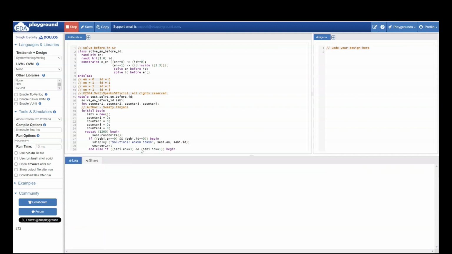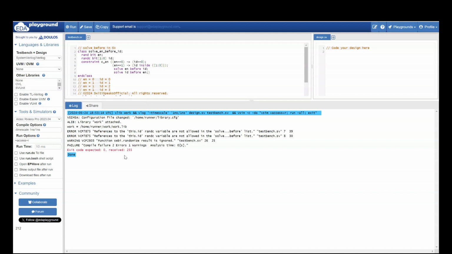I have run it. Now this example is resulting in failure. What does the failure say? Let us understand. It says reference to this dot id. There is some problem with this id variable. What is the problem? Randc variables are not allowed in the solve before list.